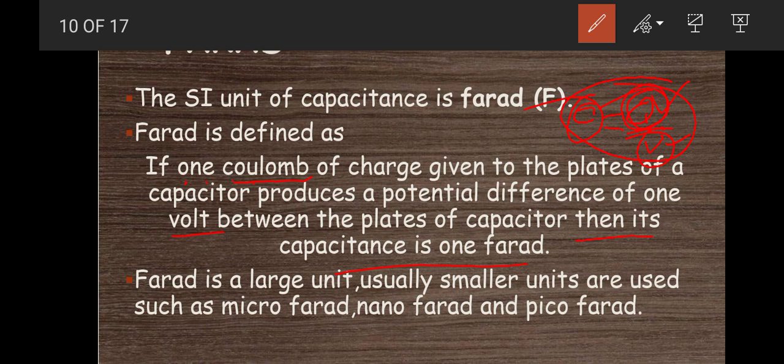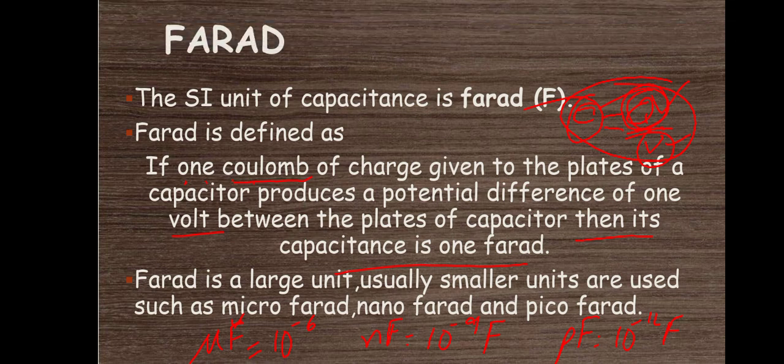Farad is a large unit. Its smaller units are usually used: microfarad, nano and pico. I think you can remember these prefixes because you have learned them well. Micro is represented as μF and it is equal to 10 raised to the power minus 6 farads. Nanofarad, nF, equals 10 raised to the power minus 9 farads, and pico, pF, equals 10 raised to the power minus 12 F. These are the smaller units used.